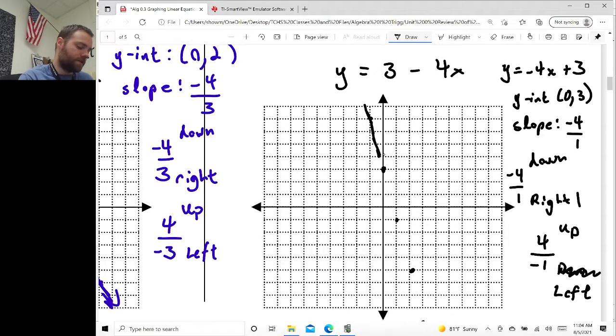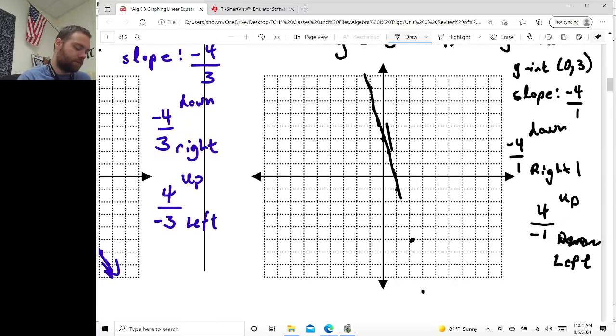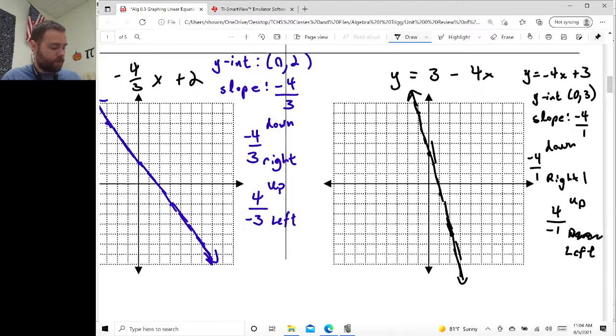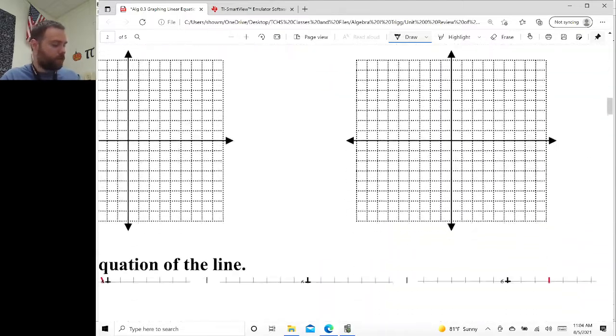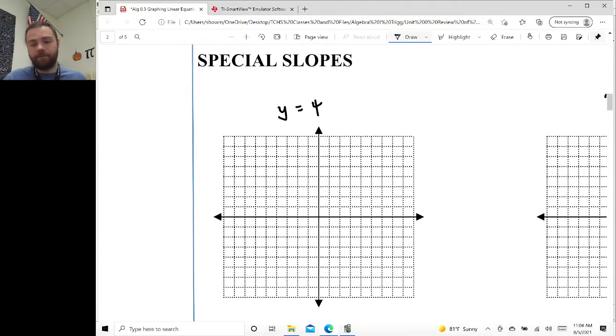And all that does is it gets us the entire graph. Lets us see and visualize the points on that graph. Okay? And then we've got two more for you here. Y equals 4.